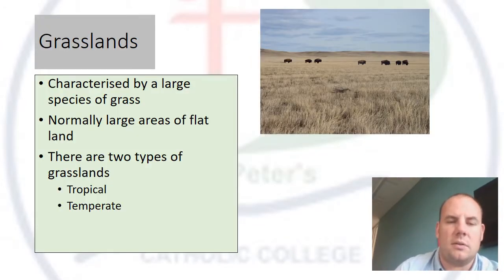Then we've got grasslands. Obviously, it's in the name. You can see by this picture here, there's a lot of grass. There are many different species of grass. Since European settlement in Australia, we've lost about 57 different species of grass. Grass is very important for soil. It binds soil together, and we do have large areas of grassland. These are normally flat, as you can see in the picture. There are 2 types of grasslands, tropical and temperate.